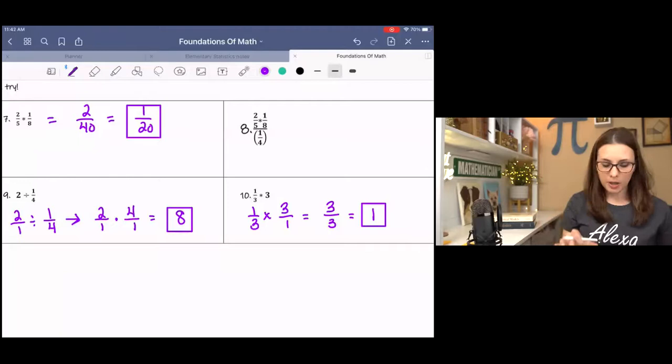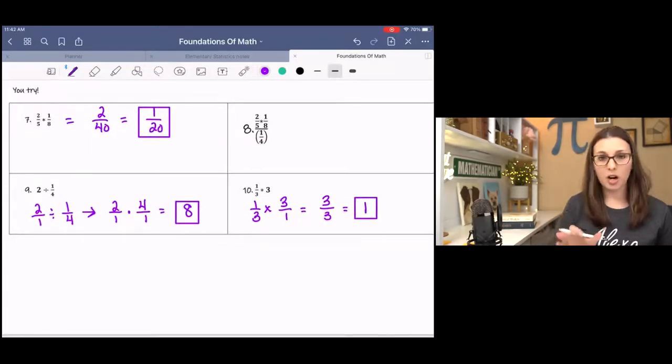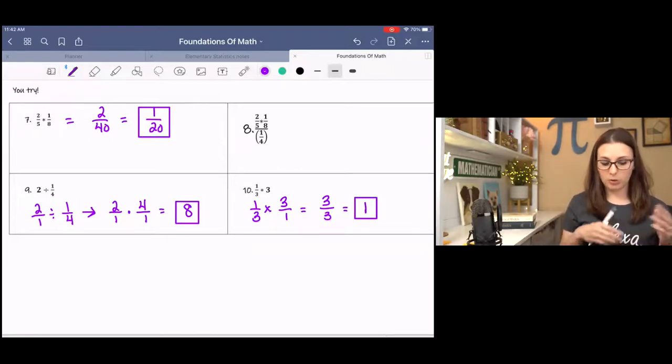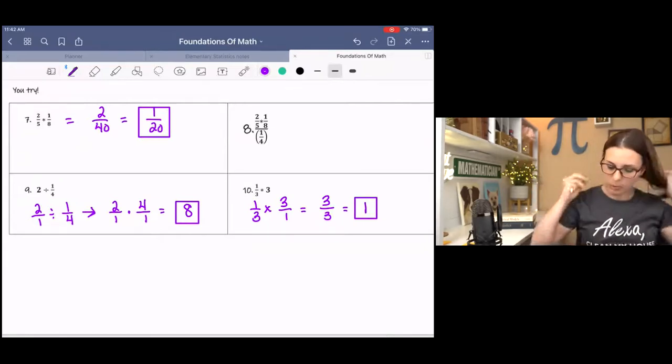I went a little bit out of order because I wanted to talk about number 8 before I just showed it to you. So number 7 was probably the easiest. Multiply straight across, reduce, you should get 1/20th, or you could have reduced first by 2 and you still get 1/20th. And then skip down to number 9.